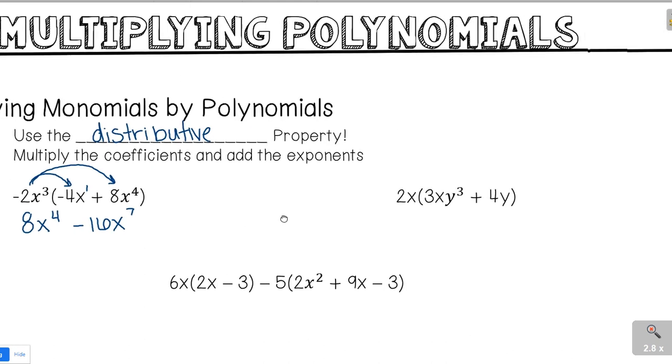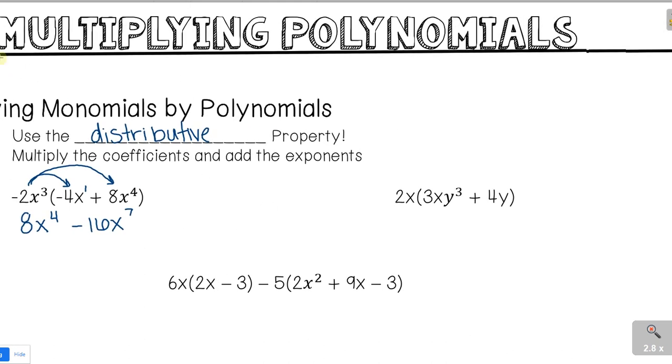Now let's look at the next one. We're going to multiply 2x to everything on the inside of the parentheses. So 2 times 3 is 6. X times x is x squared, and then y to the third. Then multiply 2x to 4y. 2 times 4 is 8. X times y is just xy.